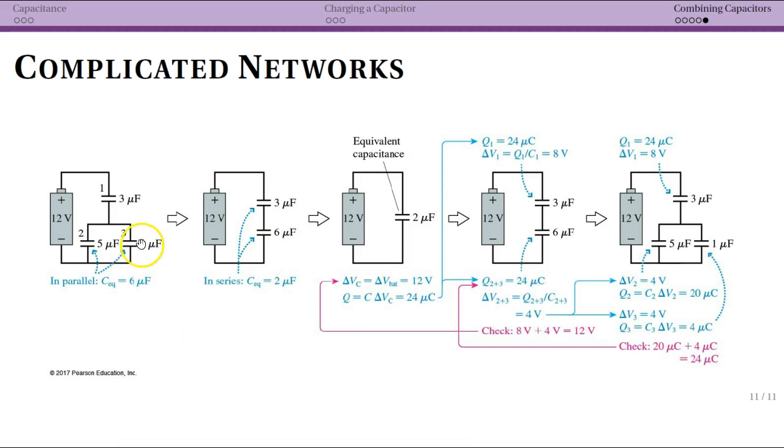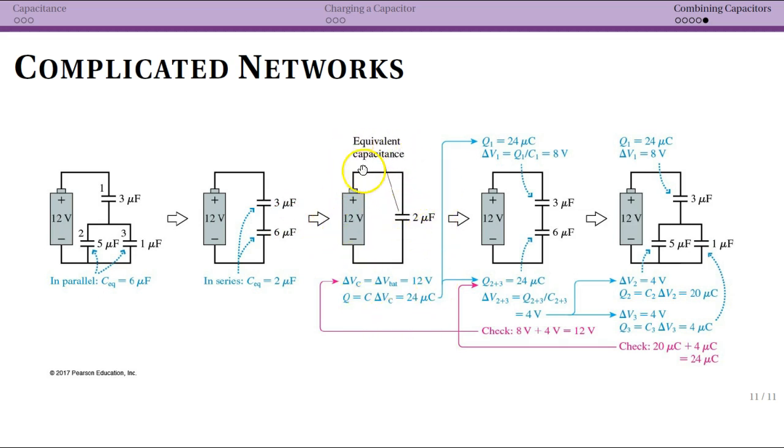So briefly, talking through what's going on here, this is how the book does it. Again, you first take these two that are in parallel and make one equivalent capacitor out of it. And because we get to add them, 1 plus 5 just equals 6. Then we have two in series, and we use that 1 over 3 plus 1 over 6 equals 1 over equivalent, which then gives us 2.